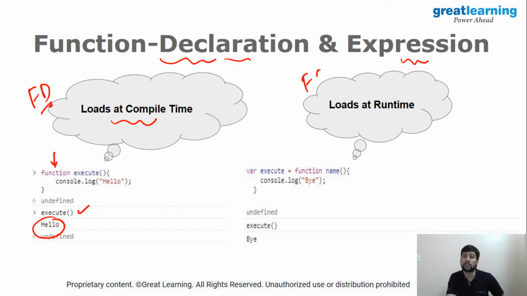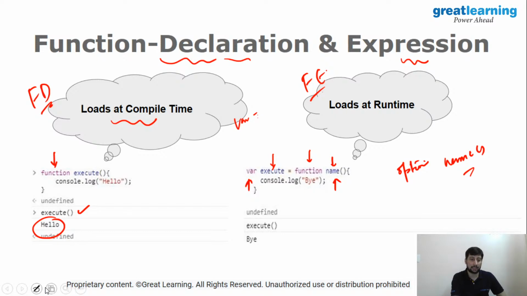But what happens during a function expression? This happens during runtime. How do you declare it? You will use the var keyword, or you can use the let keyword. Then you have the name of the variable, and in that you store this function with the help of the function keyword. The name after the function keyword is optional. You can have it or not; it doesn't affect anything. If you think you can call this function with the help of this name, no, that is not possible. It will say undefined function.